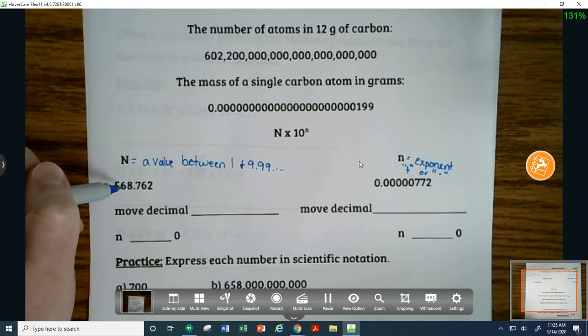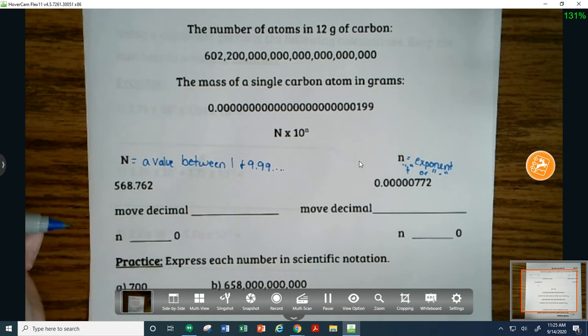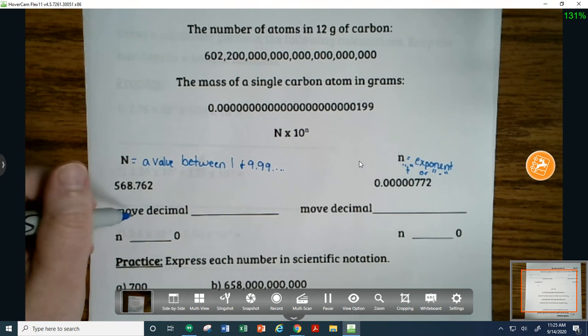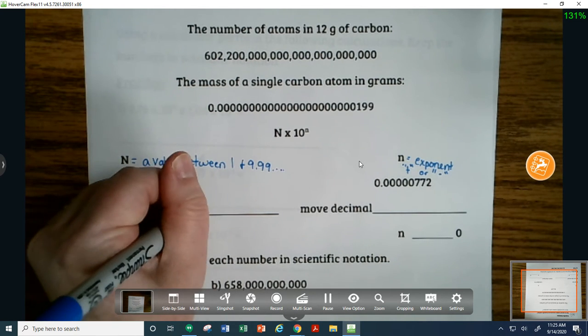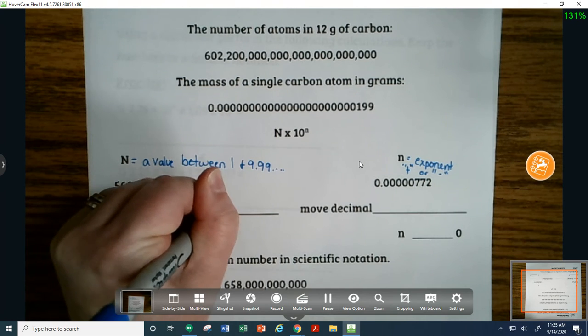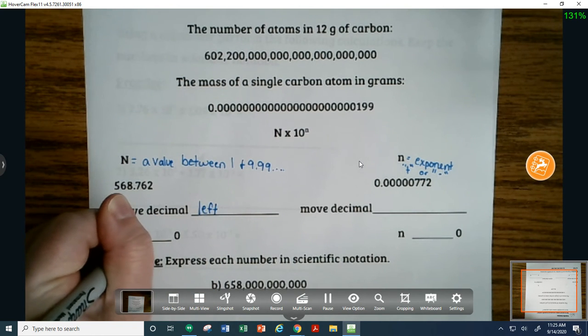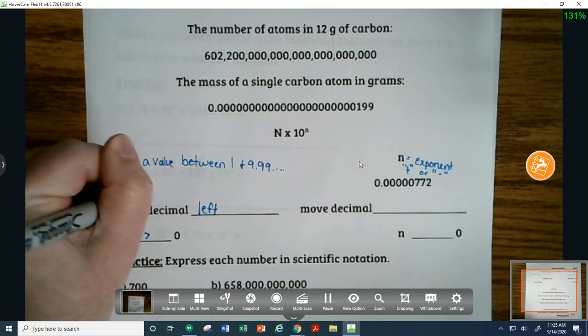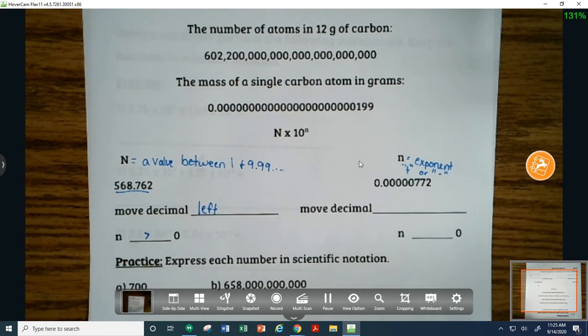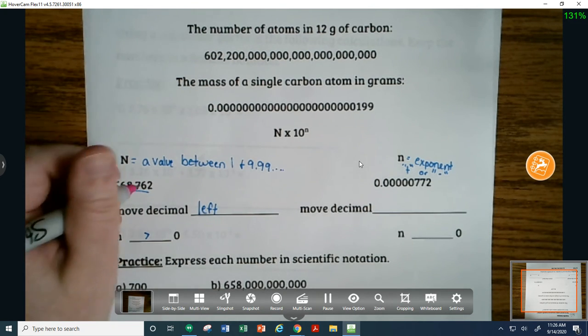So we have 568.762, and the first thing is we need to move the decimal. We're going to move the decimal to the left in this example, and the reason is that our value here is greater than 1. The decimal is already put into the number for us, and you always move it so it's resting behind the very first number. So when it's greater than 1, you want to rest it right behind that first number.